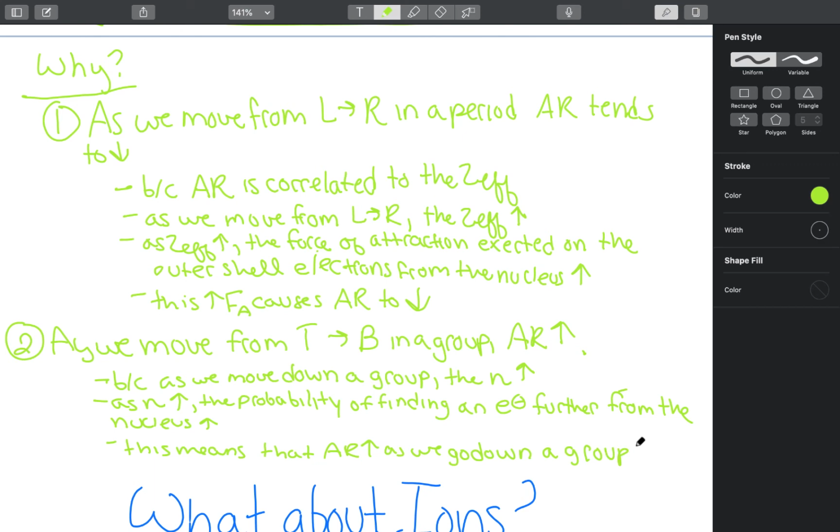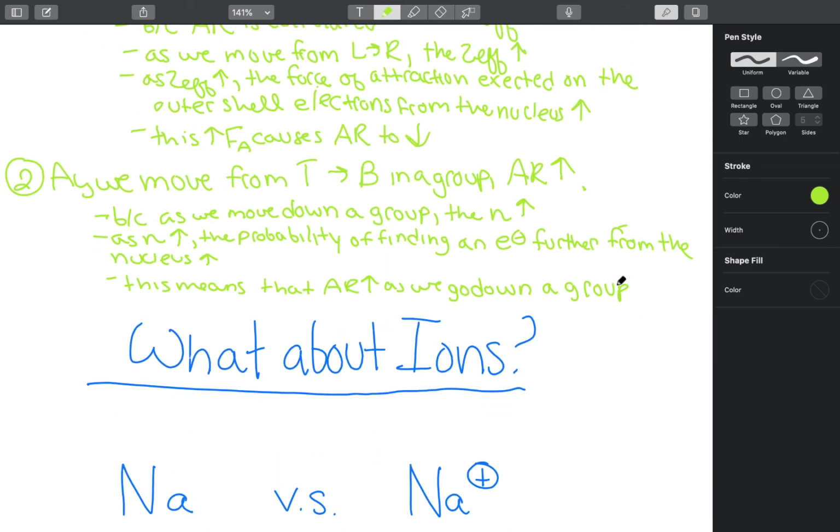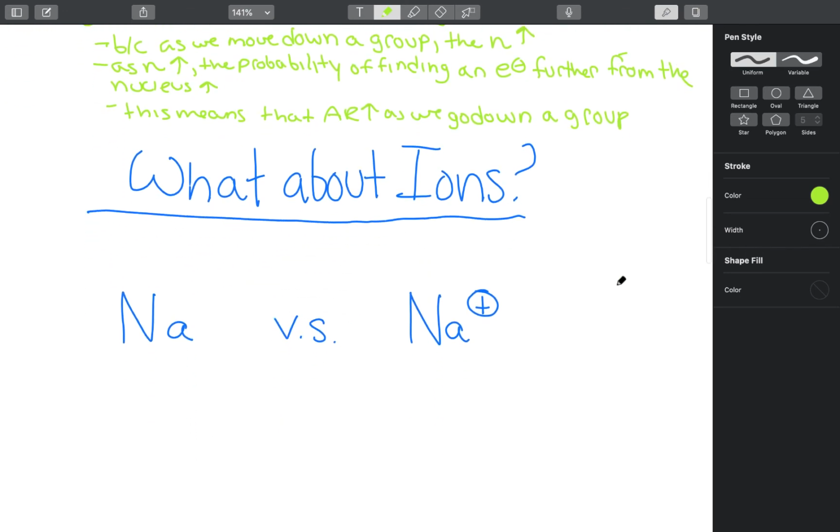So those are the two explanations for the two main rules. So what about ions? How do ions come into play? Well, let's first talk about cations. So here we have a neutral sodium atom and a sodium cation. So remember, this is a cation, and remember that cations are formed by the loss of electrons.